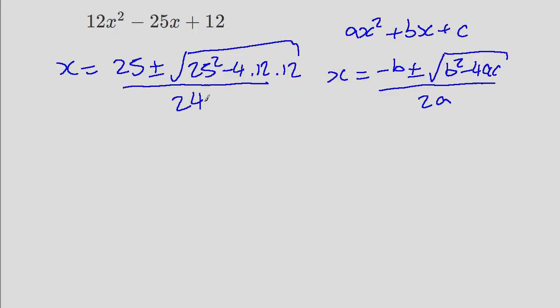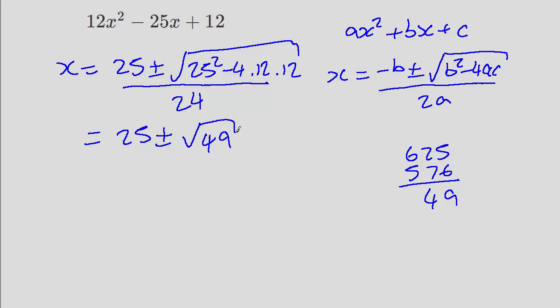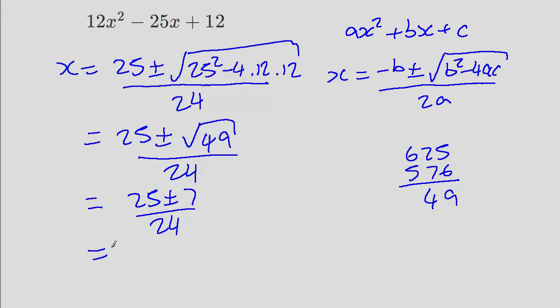And that's all over 2a, so that's 2 times 12, so I put 24. So x is equal to 25 plus or minus, right, let's just have a quick think about this. 25 squared is 625, we've got 12 times 12 which is 144, times 2 is 288, times 2 is 576. That's going to give us 49, so that's the square root of 49, and that's over 24. The square root of 49 is 7, so that's 25 plus or minus 7 over 24. 25 plus 7 is 32, so that's 32 over 24. And 25 minus 7 is 18, so it's 18 over 24.